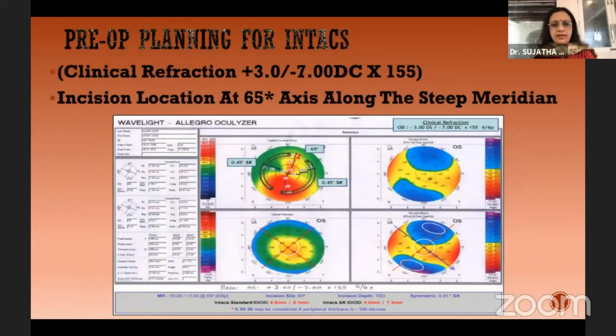So this patient had a plus 3 with a minus 7 cylinder at 155 degrees. When you transpose it, you get the axis at 65 degrees, and this is where the incision is made. Because of the cylinder as well as the higher amount of mean spherical equivalent, you go for symmetrical rings on both sides.